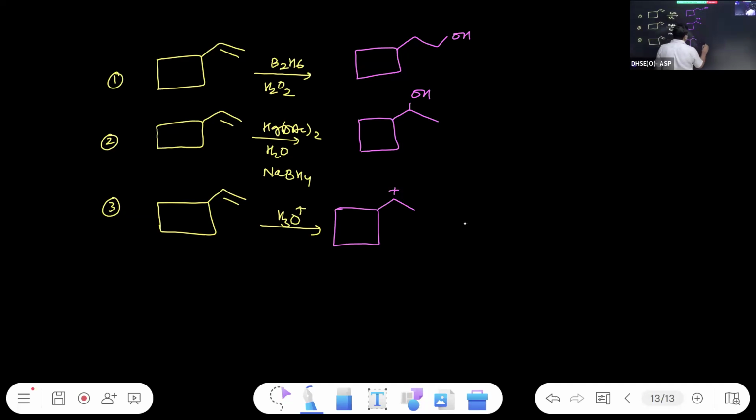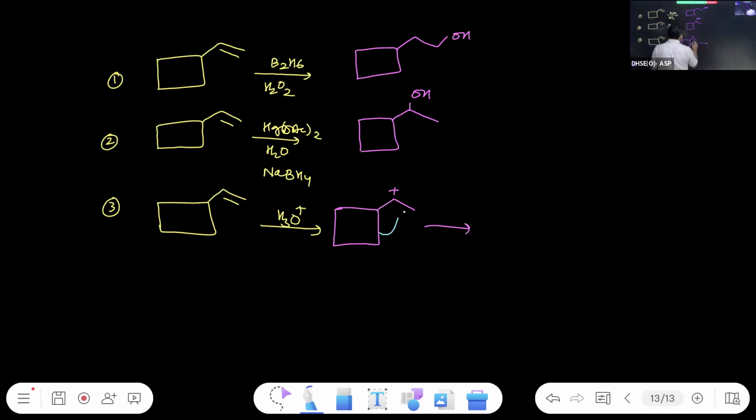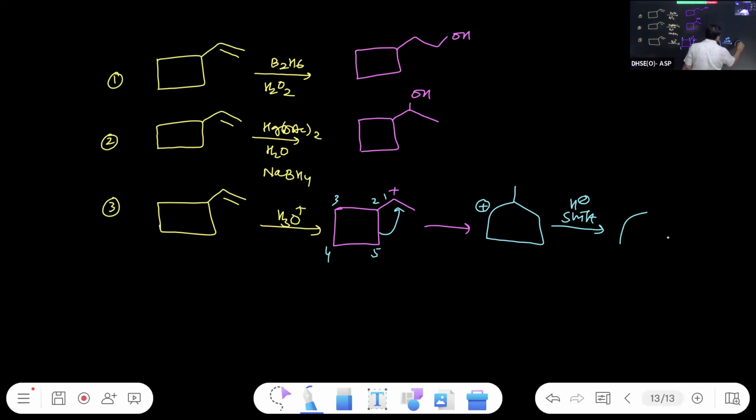This is first, then ring expansion, then hydride shift, like the previous question we did, then H2O, minus H+.